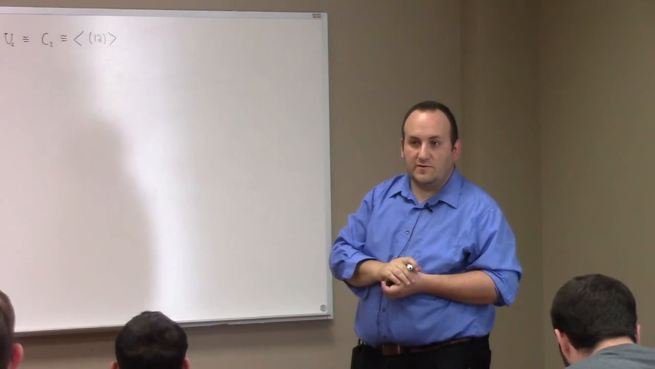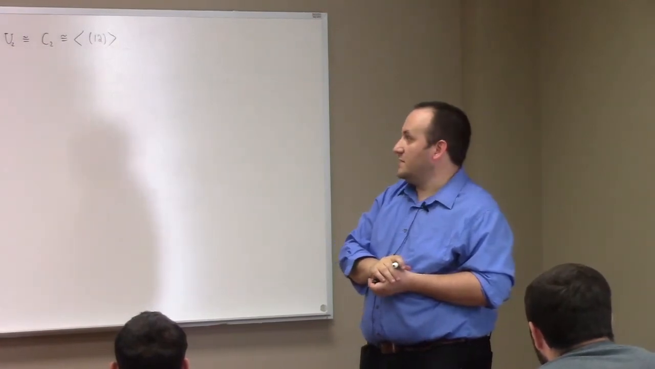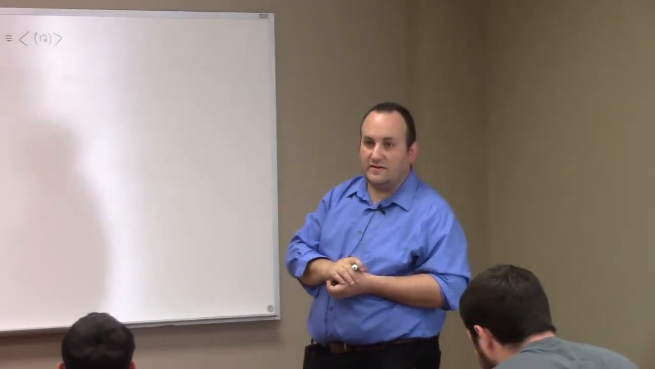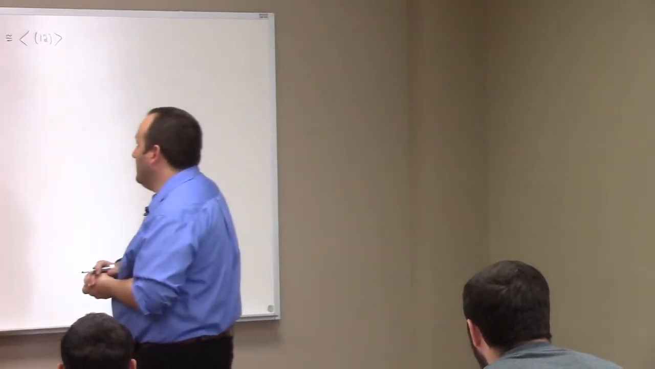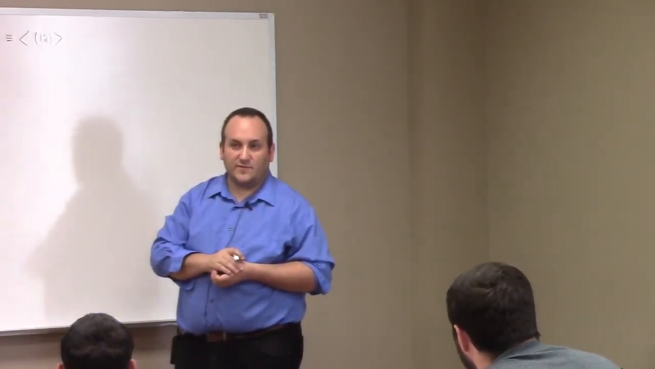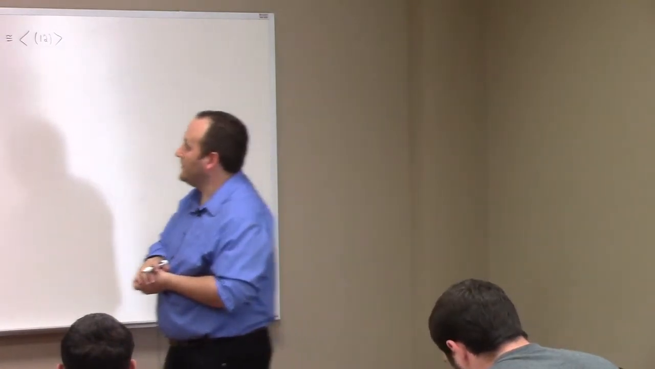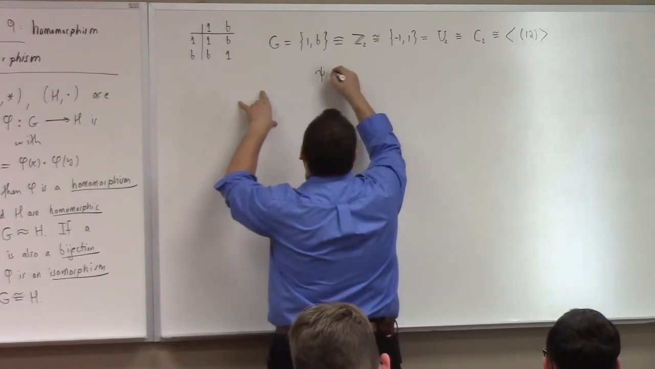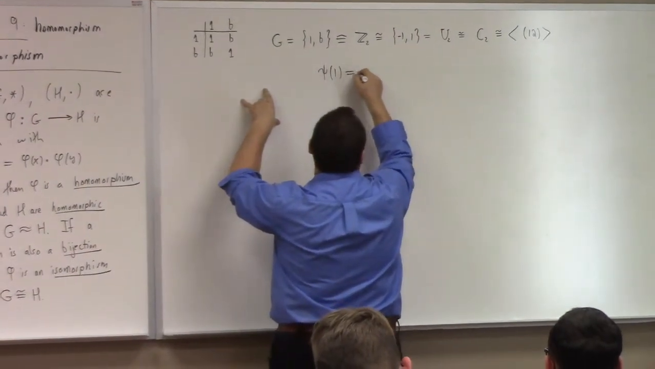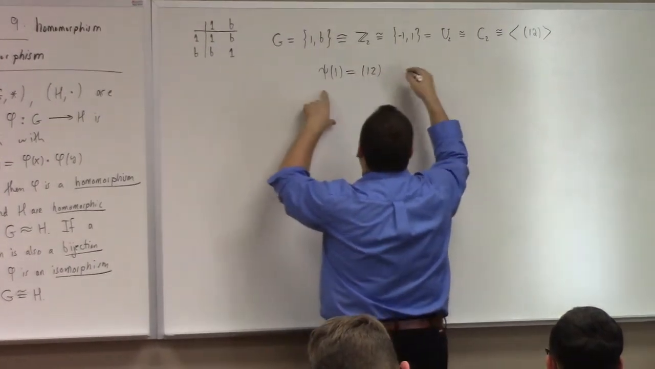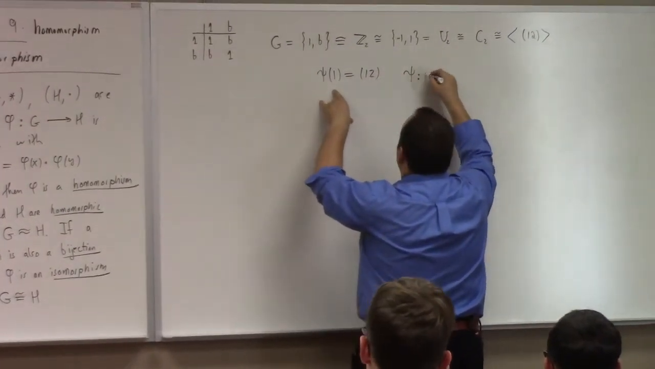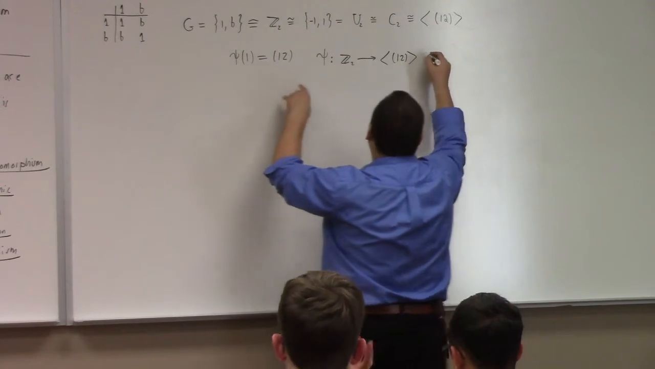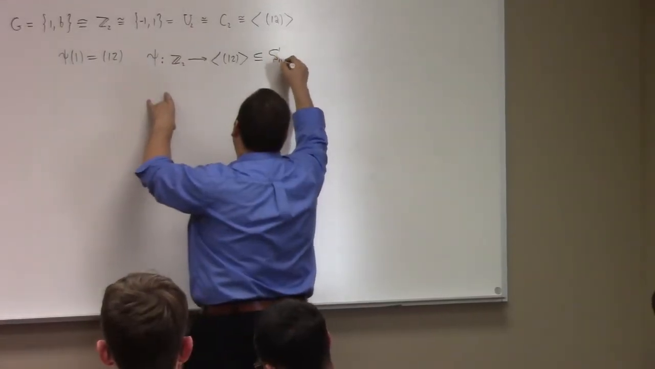How do you construct an isomorphism between these? What you can do is you just need to send the generator to the generator and then extend from that. That will actually define an isomorphism. That's a theorem that we should get to eventually. So just to give an explicit isomorphism, how about this? Psi of 1 is equal to (1 2). This would be an isomorphism from Z2 to the cyclic subgroup generated by the transposition (1 2), which is, of course, a subset of Sn, right?